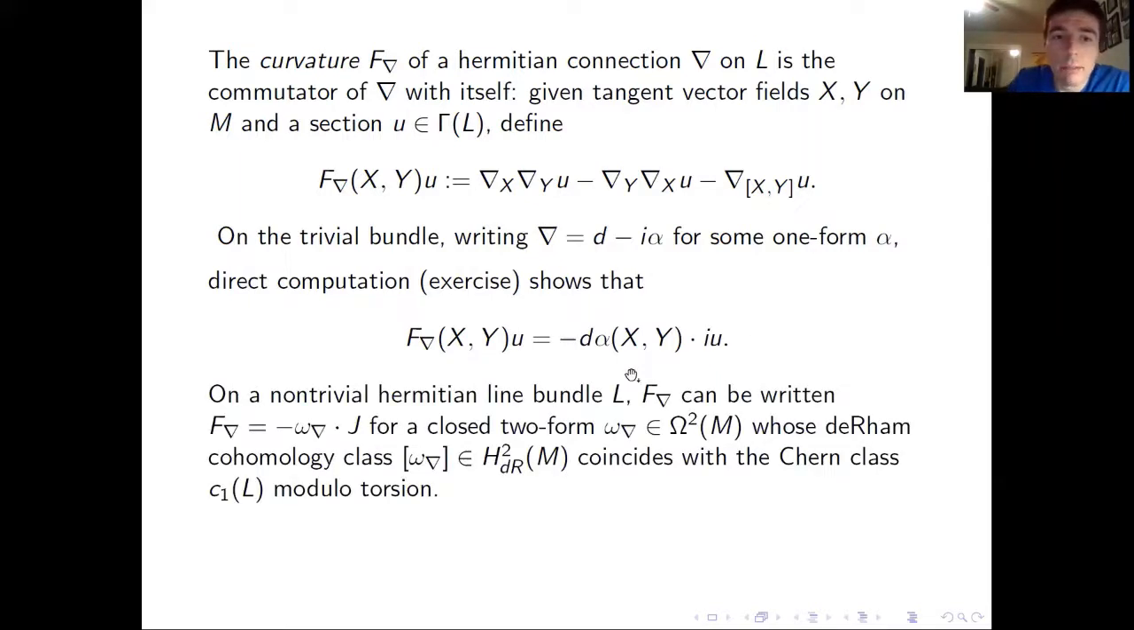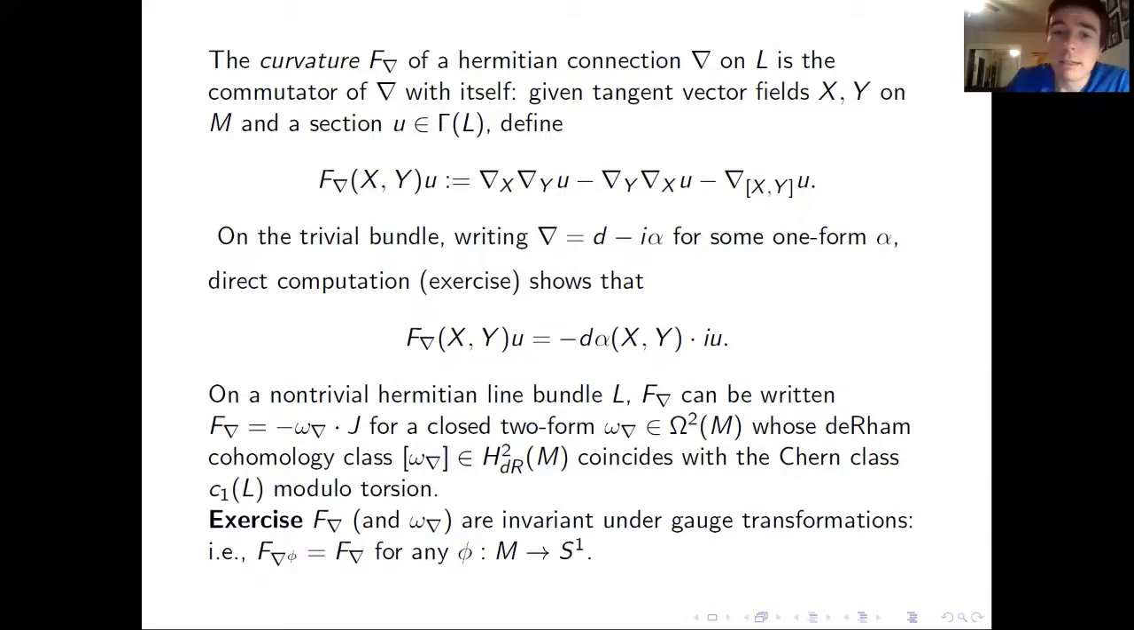More generally, if we have some non-trivial Hermitian line bundle, then F nabla can be written as minus omega nabla times J, or multiplication by i, for some closed two-form omega sub nabla, whose de Rham cohomology class in H2 coincides with the Chern class. Remember this integral degree 2 cohomology class we saw earlier, modulo torsion. Okay, so it's the image of the first Chern class when we tensor with R and forget about torsion.